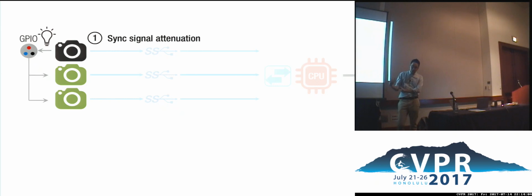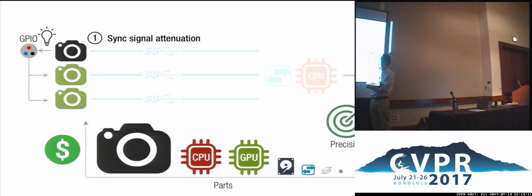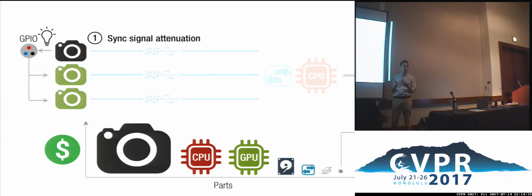All right, so how do we solve this problem? First, the sync signal attenuation problem. This is also related to my budget issue. I would like to have a huge emphasis on optics and computing because I don't want to compromise on precision. Then I can only spend less than $2,000 for synchronization.